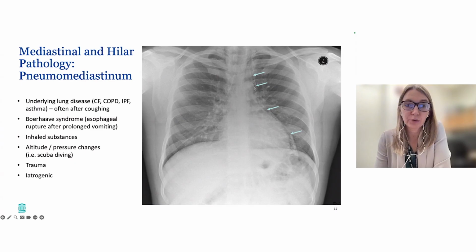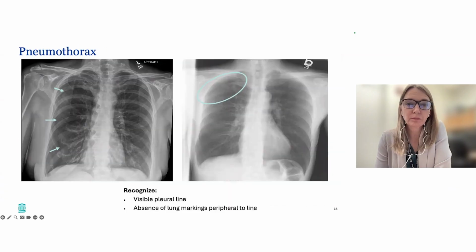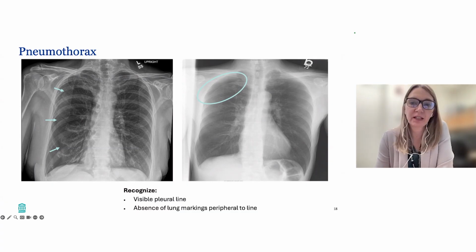that follow the contour of the heart and the mediastinal structures. Related to pneumomediastinum, we will move on to pneumothorax. We all know how to recognize a pneumothorax on chest X-ray. You want to look for a visible pleural line with absent lung markings peripheral to that line.